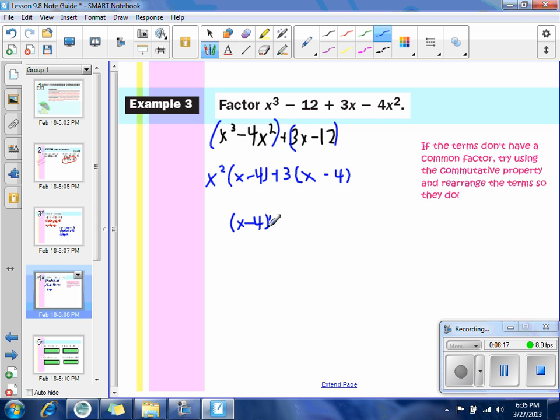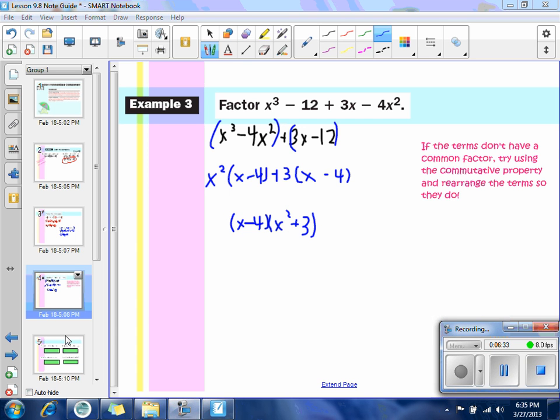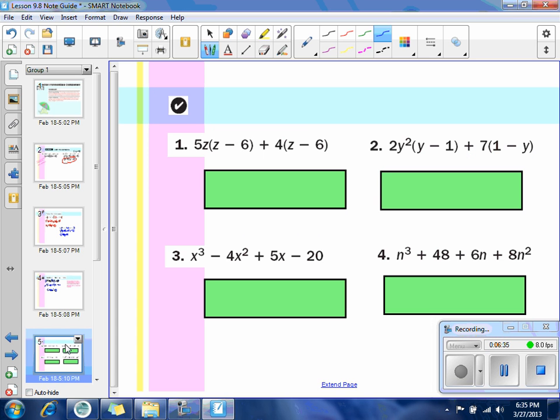And then times my x squared plus 3. My x squared is squared, but my 3 isn't, and it's an addition problem. All right, so this is your final answer: x minus 4 times x squared plus 3. So you might have to create your own groups to then factor it.